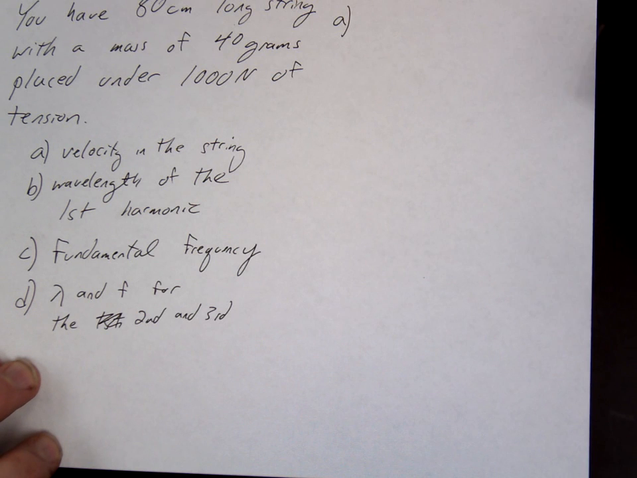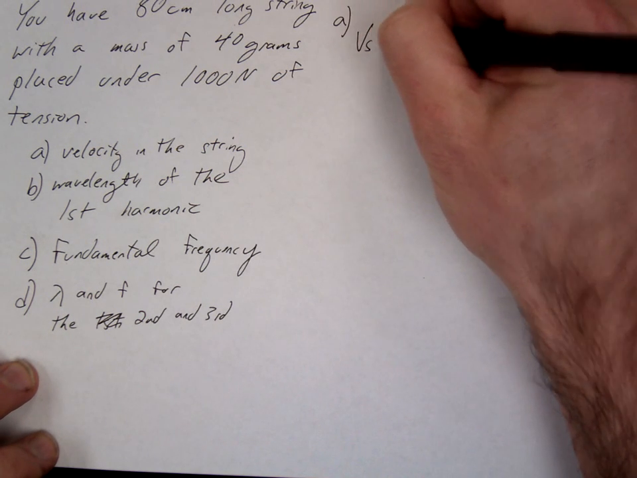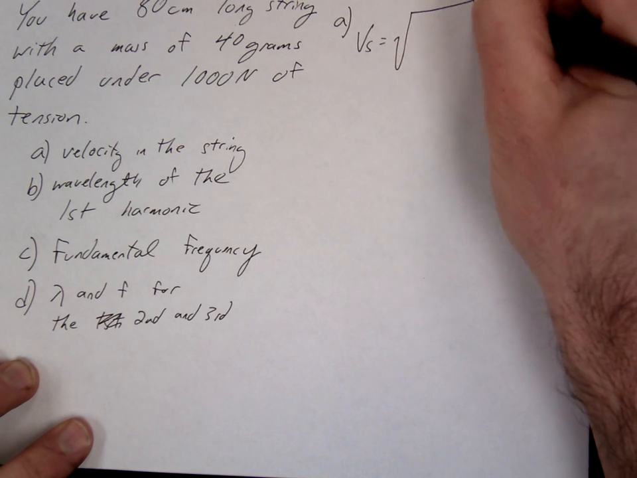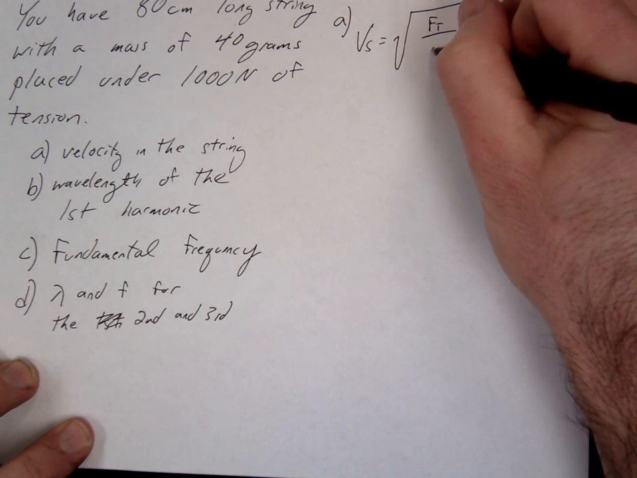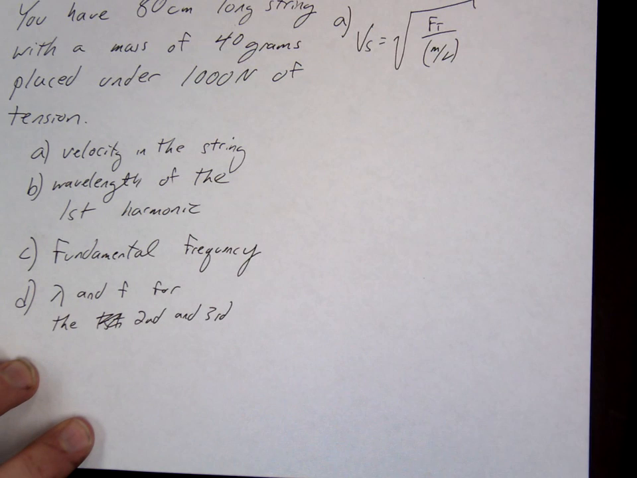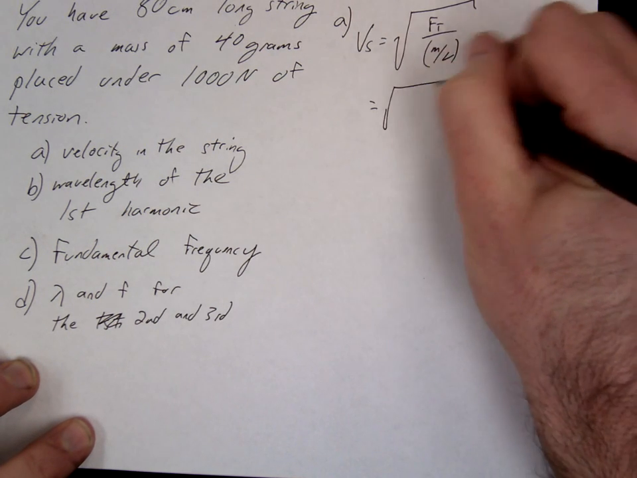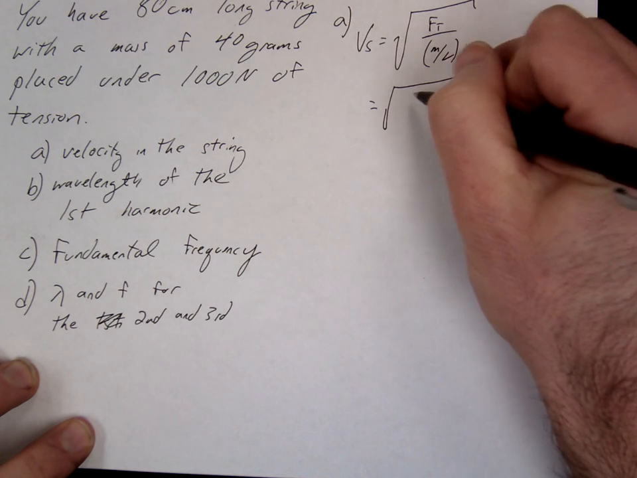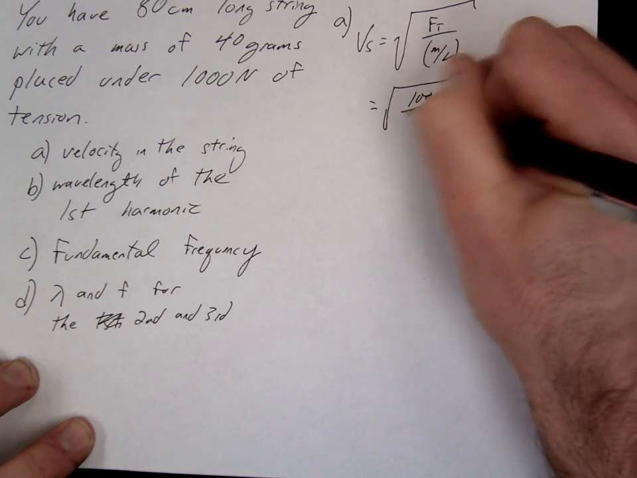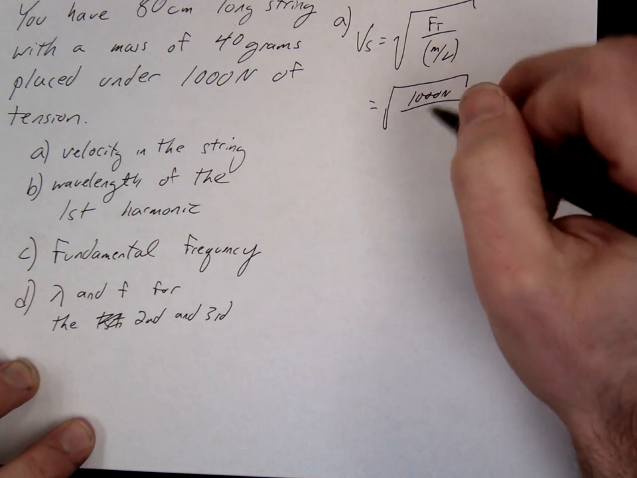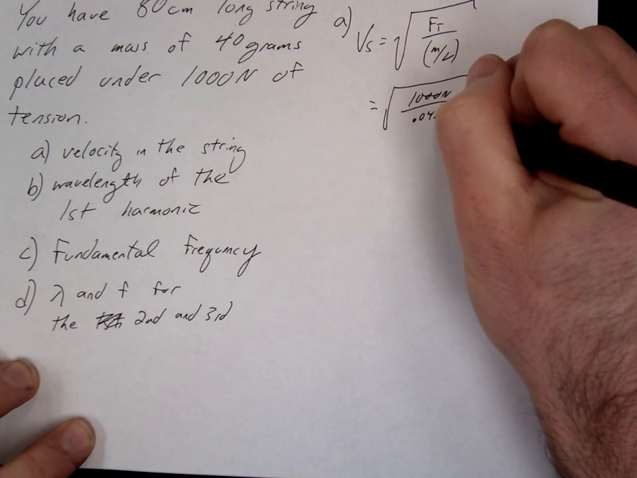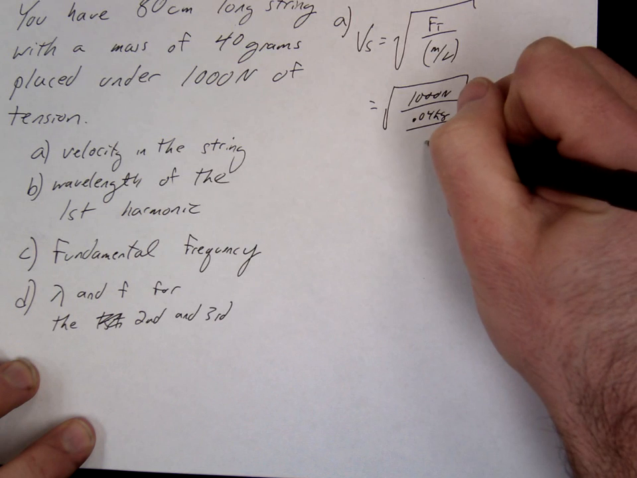Okay, so since we're running out of time, I'll just kind of do this, but you guys help me out with the calculations, okay? So to find the velocity, we're simply going to use the equation, right? The velocity in a string is the square root of F sub T divided by m over L. Just going to substitute in: square root of 1,000. Don't forget to convert. Mass was 0.04 divided by 0.8.